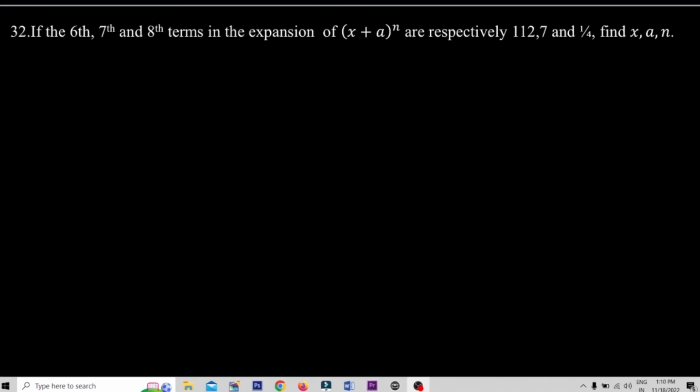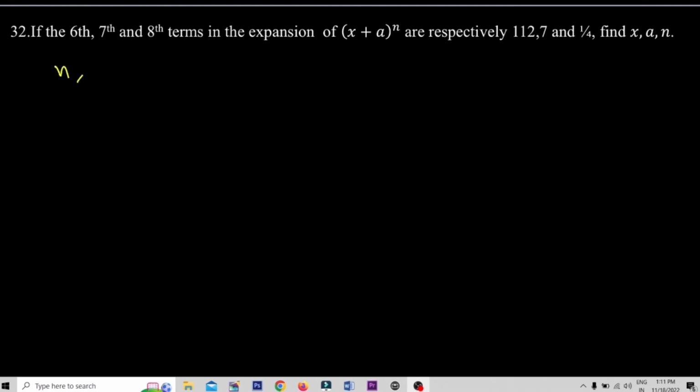Next question. Question number 32. If the 6th, 7th and 8th terms in the expansion of (x plus a) whole to the power n are 112, 7 and 1/4, find x, a and n. So what can be done here? We can get the result easily. Same as the previous case, let the 6th term, 7th term, 8th term be as follows.